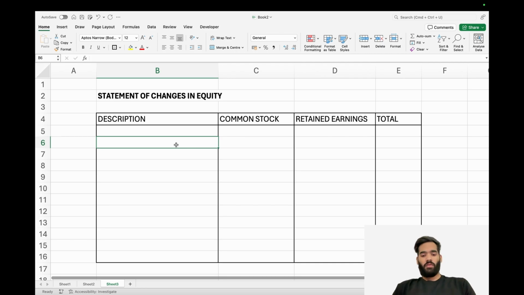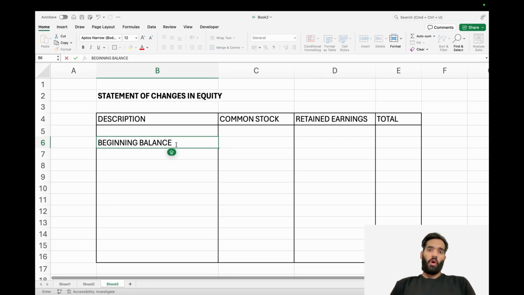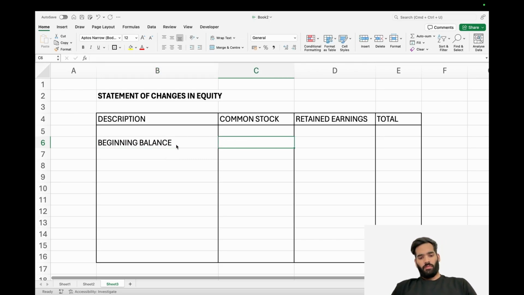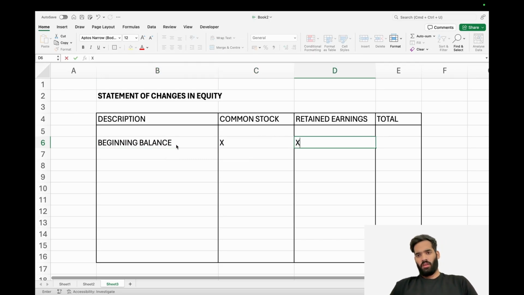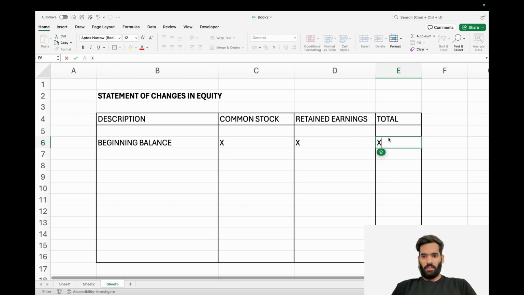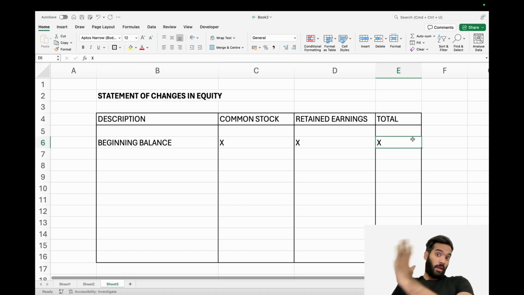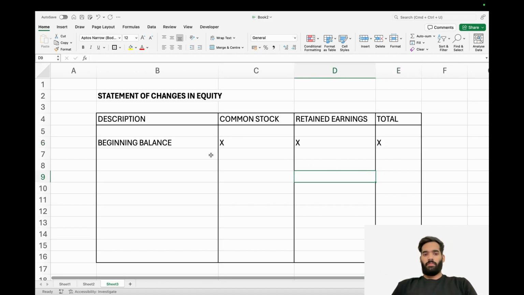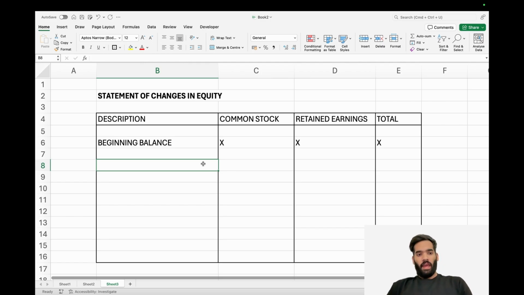First we'll start with the beginning balances, meaning how much I had in each account at the start of this accounting period. Whatever that might be, you'll write there, and this is the total, again just to mention. Total means just combine both of them together to see the effect on the total equity, or what the total amount of equity was. Okay, then we will add issued shares.